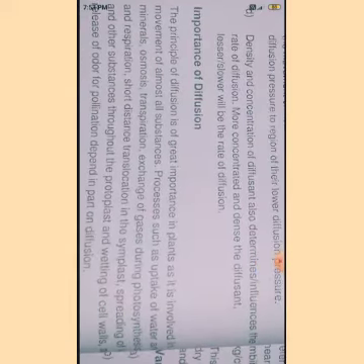Now the last one, the density and the concentration of the diffuser also influences the rate of the diffusion, and the more concentrated and dense the diffuser, the slower will be the rate of the diffusion.